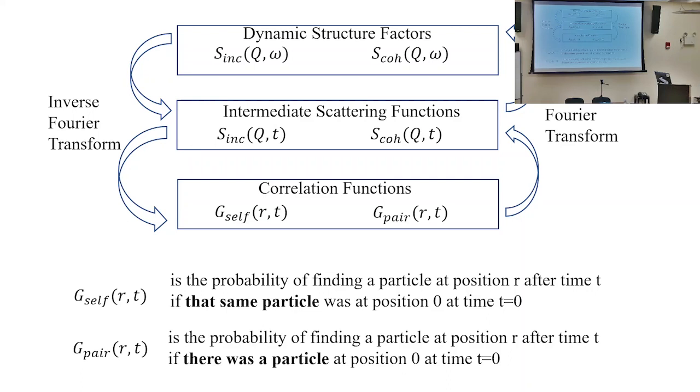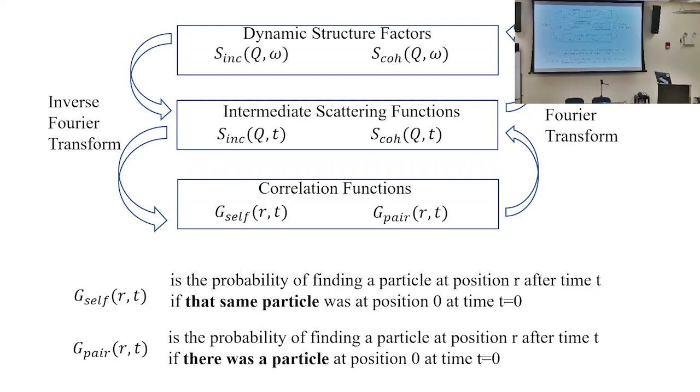So, G self (R, t) here is the probability of finding a particle at position R after time t if that same particle, remember this is important, we are talking about the same particle, was at position 0 at time t equals 0. Hence the term self-correlation function. So basically in this case, you are tracking that single particle and you are trying to figure out where it is going as function of Q and t.